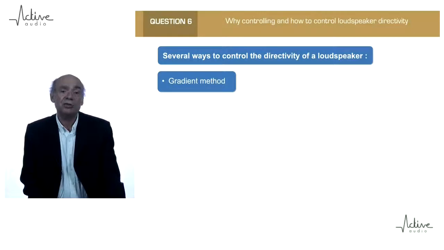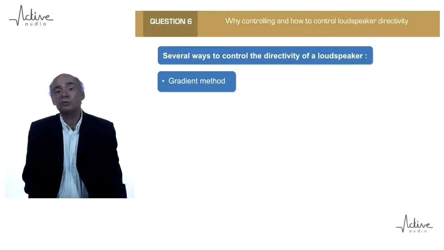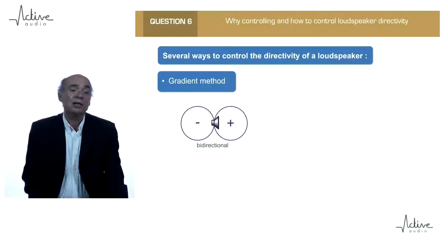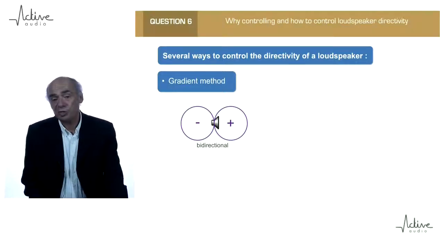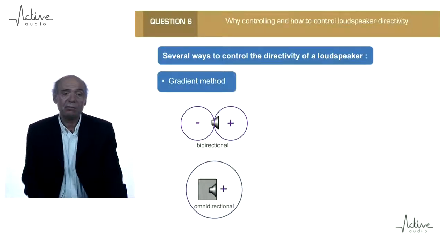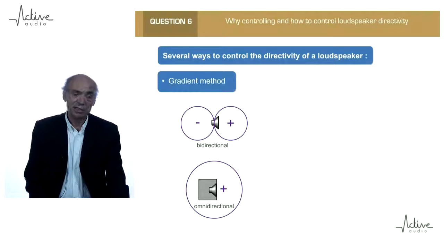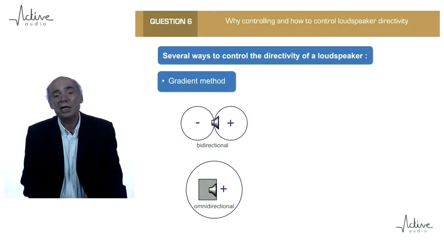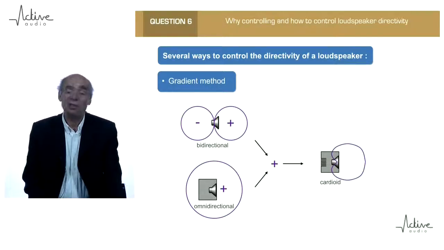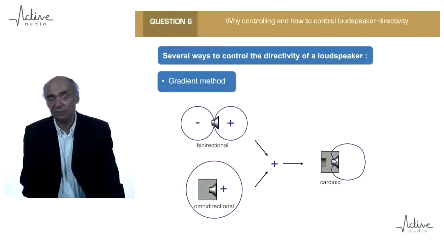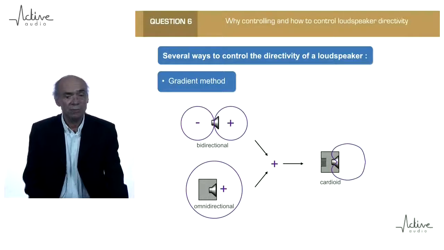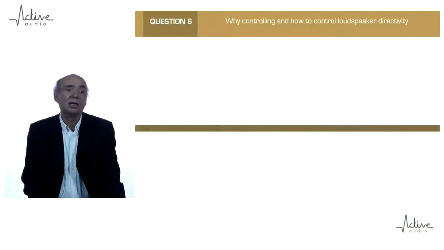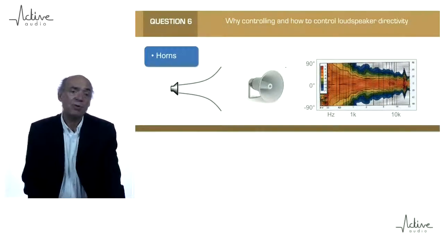There are many ways to control directivity. First of all, the gradient methods. For example, a loudspeaker is basically bidirectional. If we place a loudspeaker in a cabinet, then it would tend to be omnidirectional at low frequencies. And if we combine the two, then we obtain a cardioid pattern, which is often used in microphones, but also in subwoofers.